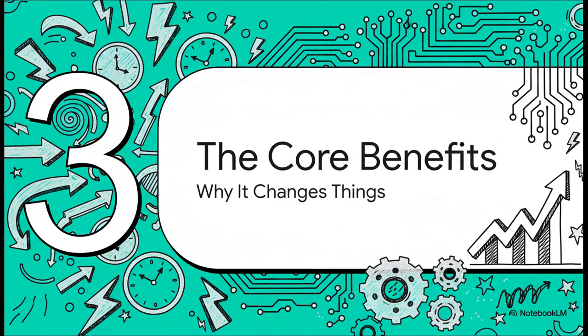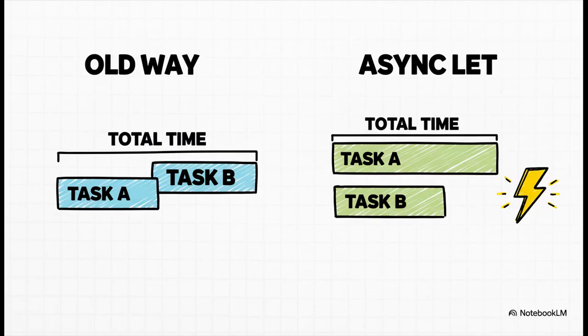So now that we've seen how it works, let's talk about the why. Why is this such a game changer? What are the real tangible benefits you're going to see? Well, the biggest and most obvious one is just raw performance. Instead of your total wait time being task A plus task B, now your wait time is only as long as your single longest task. This can make a huge difference, making your app feel incredibly snappy and responsive.